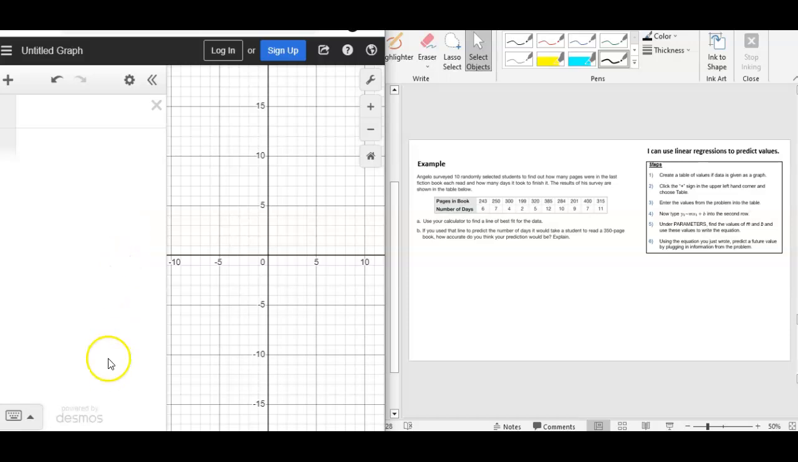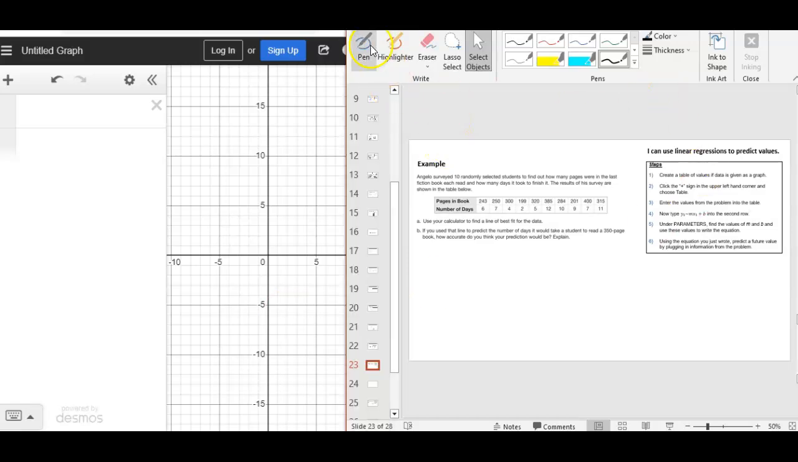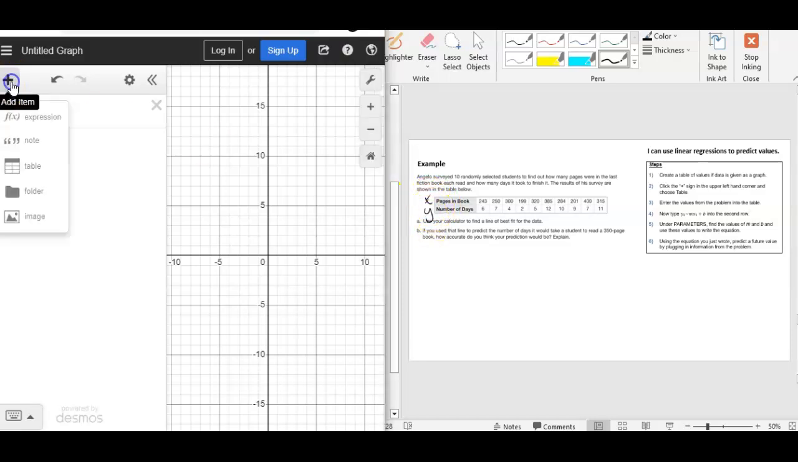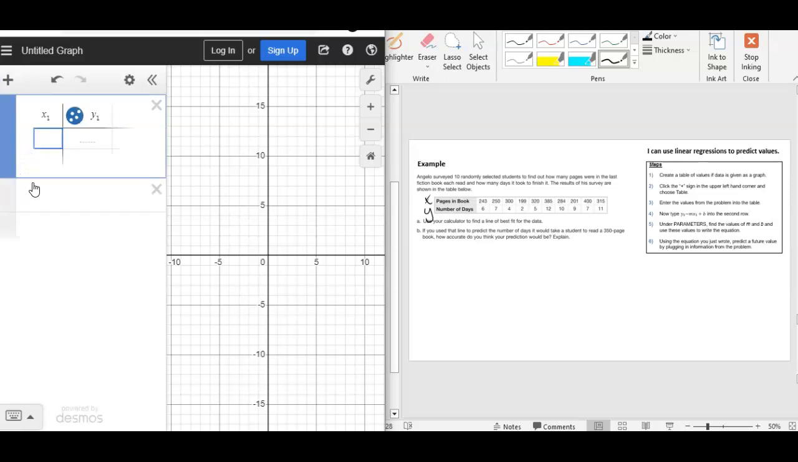Because if you continue typing, it renumbers your variables, and then things can get a little messy. Since pages is our input, we're going to call pages our x value, and the number of days our y value. So we're going to click the plus sign and click table, and I'm going to pause the video and let you enter these values into your table.